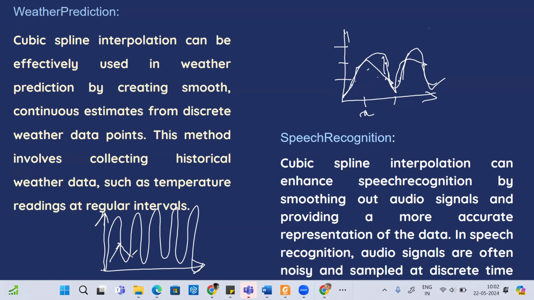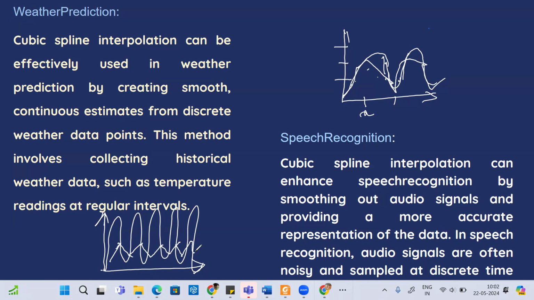We can use the cubic spline to interpolate like this, and through this the speech recognition engineers can easily identify each fluctuation and any missed information from these graphs.